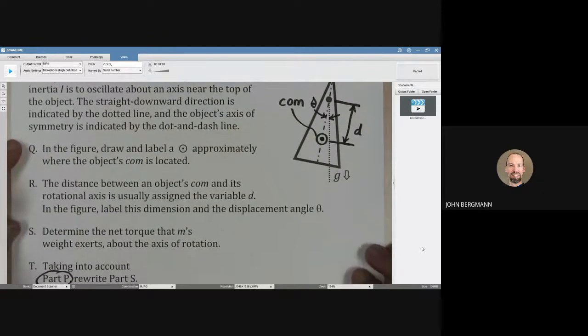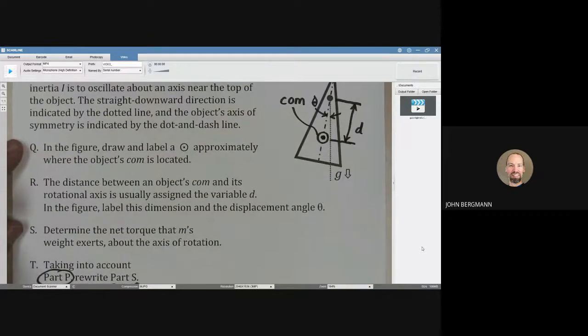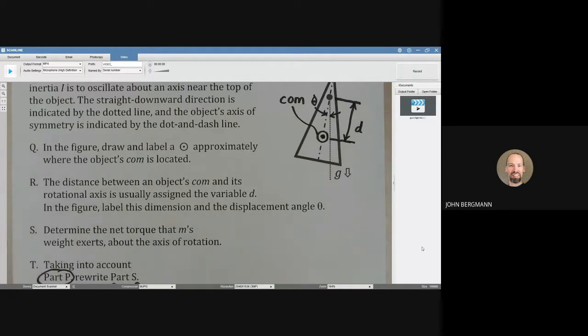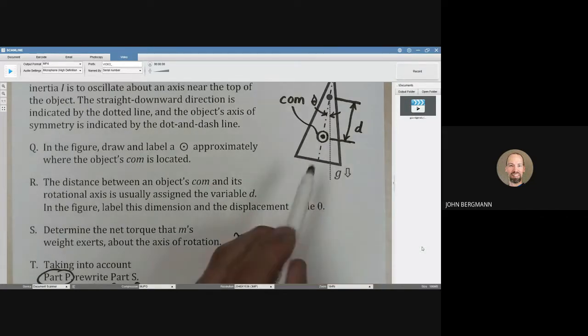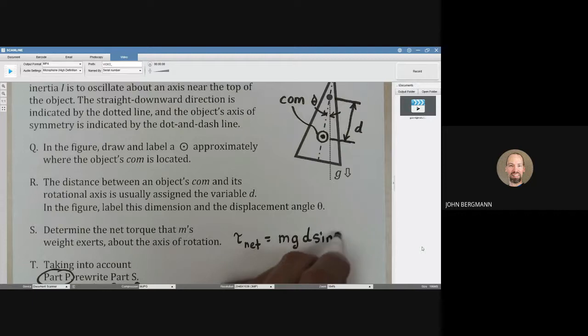Letter S. Determine the net torque that m's weight exerts about the axis of rotation. Torque is force times effective lever arm. The effective lever arm is that little distance right there, which is equal to d sine theta. You check it out for yourself. The lever arm is equal to d sine theta, and the force is m times g.